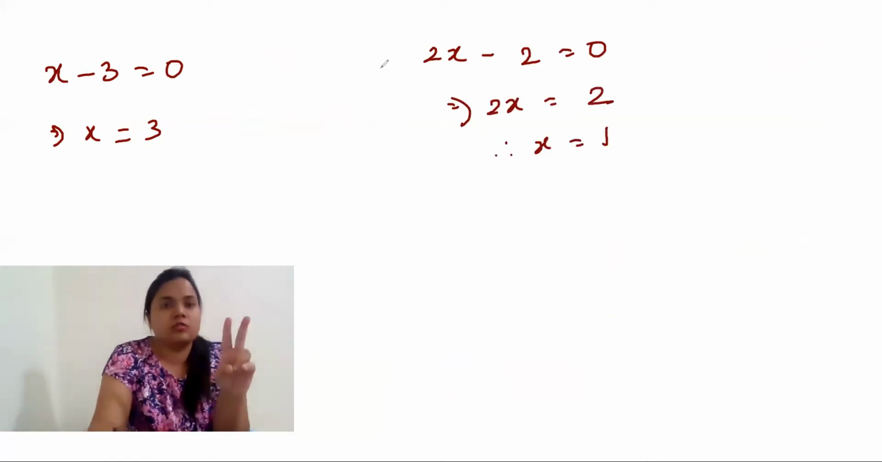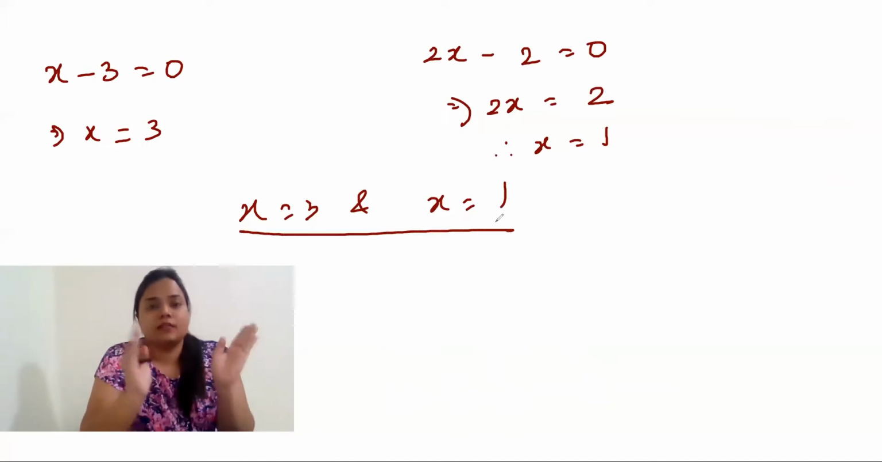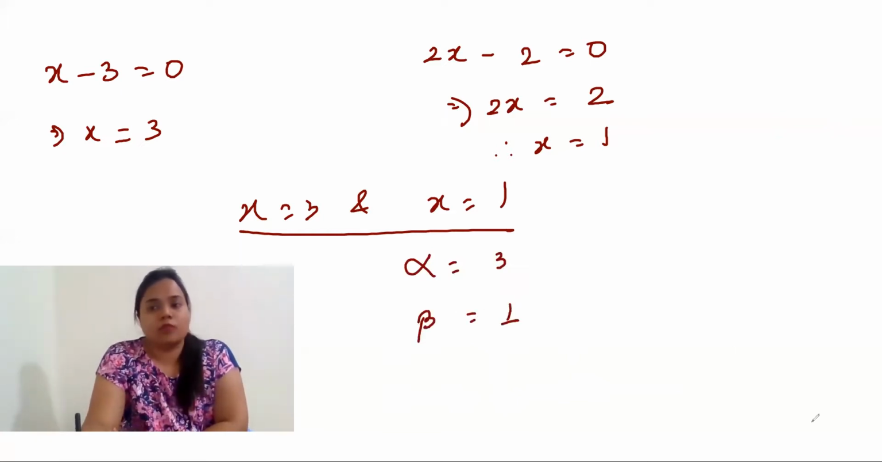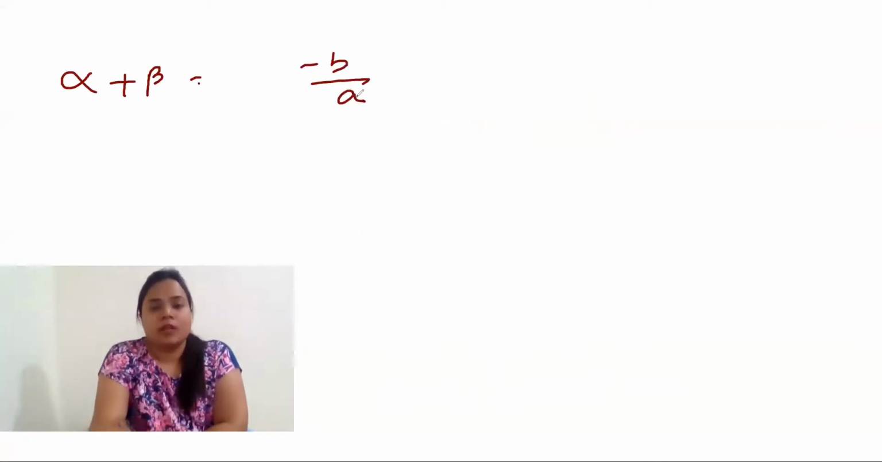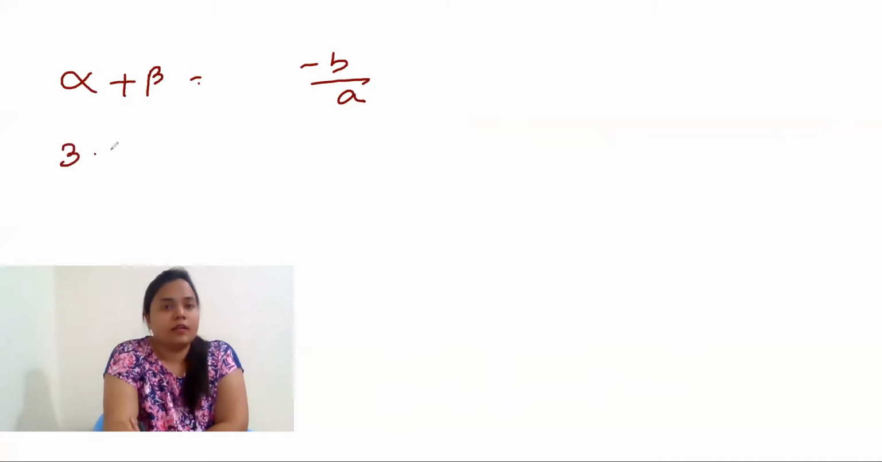We got two zeros, x is equal to 3 and x is equal to 1. Now we have to verify these zeros with the coefficients. I can write alpha is equal to 3 and beta is equal to 1. I have to verify the relationship. What was the first thing? Alpha plus beta is equal to minus b upon a. Alpha is 3, beta is 1. So alpha plus beta is 3 plus 1, that is equal to 4.